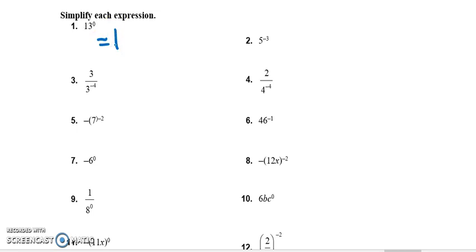Okay, all right, let's look at number 2. This is technically over 1. Okay, so therefore it goes to the bottom. So therefore we have 1 over 5 cubed, because we had to move it to the bottom.